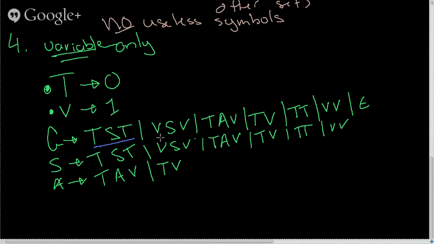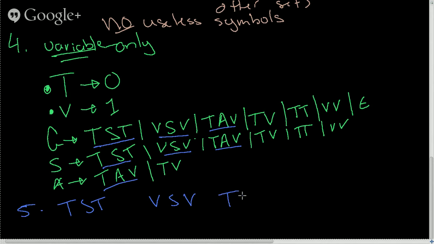Let me try using my pen here so I can draw better lines. This, and this. And these are repeating, so really we only have, this is step 5, really we only have TST, VSV, and TAV. Those are all of our long production rules for this particular step. And we just need to make those into length 2. So the way that we do that is we want to make this and this and this somehow its own production rule.